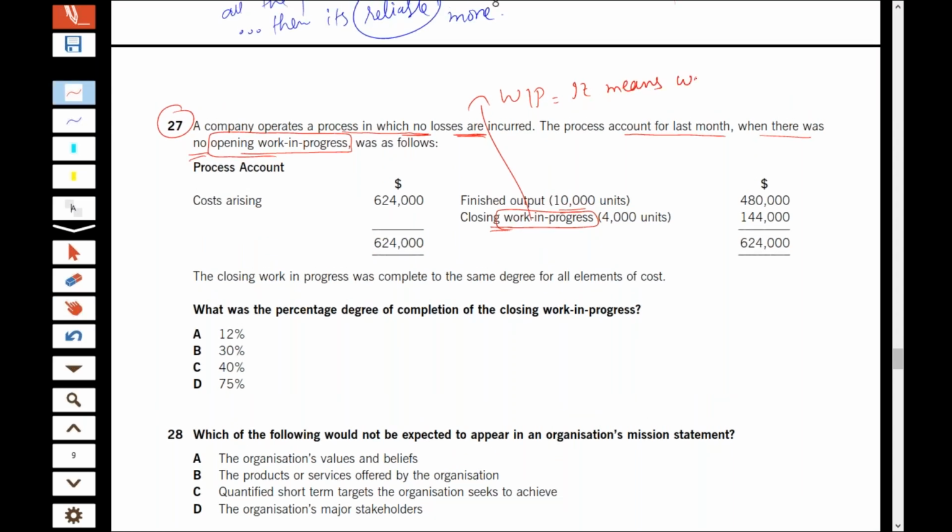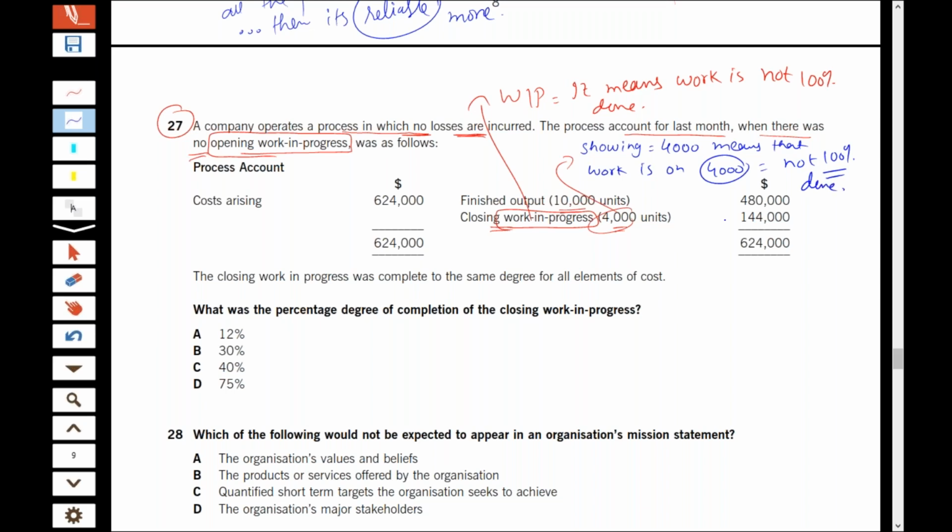It means your work is not 100% done. If it is showing 4,000, that means work is on 4,000, which means it's not 100% complete. But remember one thing, they are valued at the same prices, at the same amount.